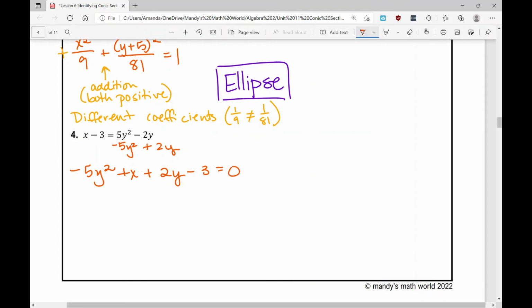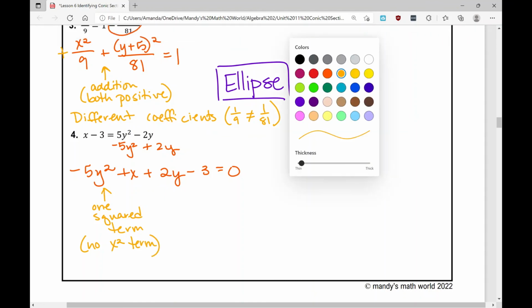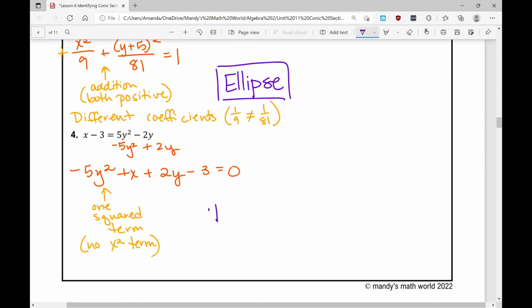So I can see right here that I have only one squared term. There's no x squared term. And because I only have one squared term, I know that this is a parabola.